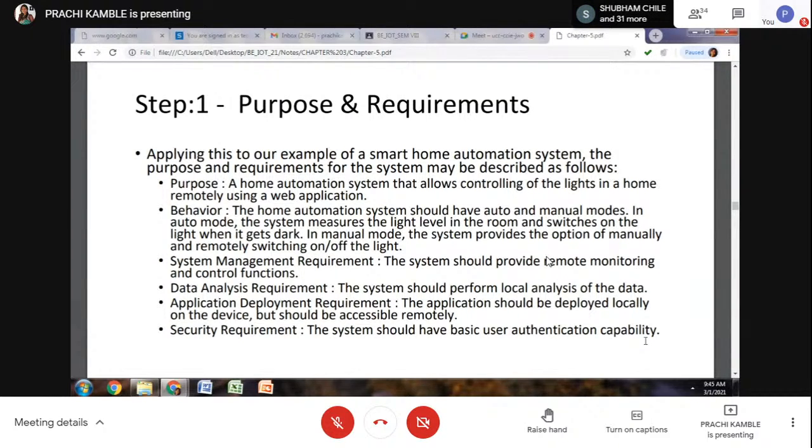It includes purpose, behavior, system management requirement, data analysis requirement, application development requirement, and security requirement. Okay. So these are the 6 points you need to consider while going for purpose and requirement of the system design.